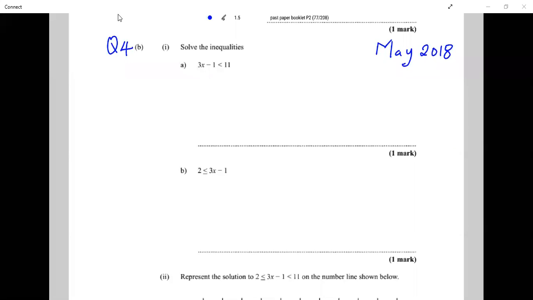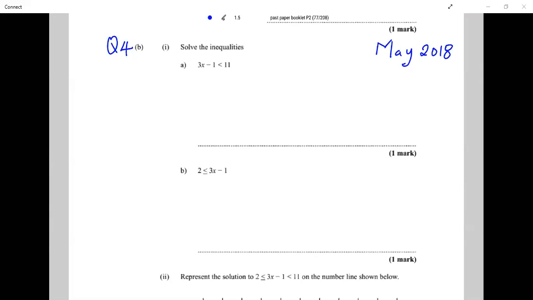All right, so this is question 4b, May 2018, and we're asked to (a) solve the inequality 3x minus 1 is less than 11. So everybody should remember that the steps to solve an inequality are identical to the steps that you use to solve an equation.